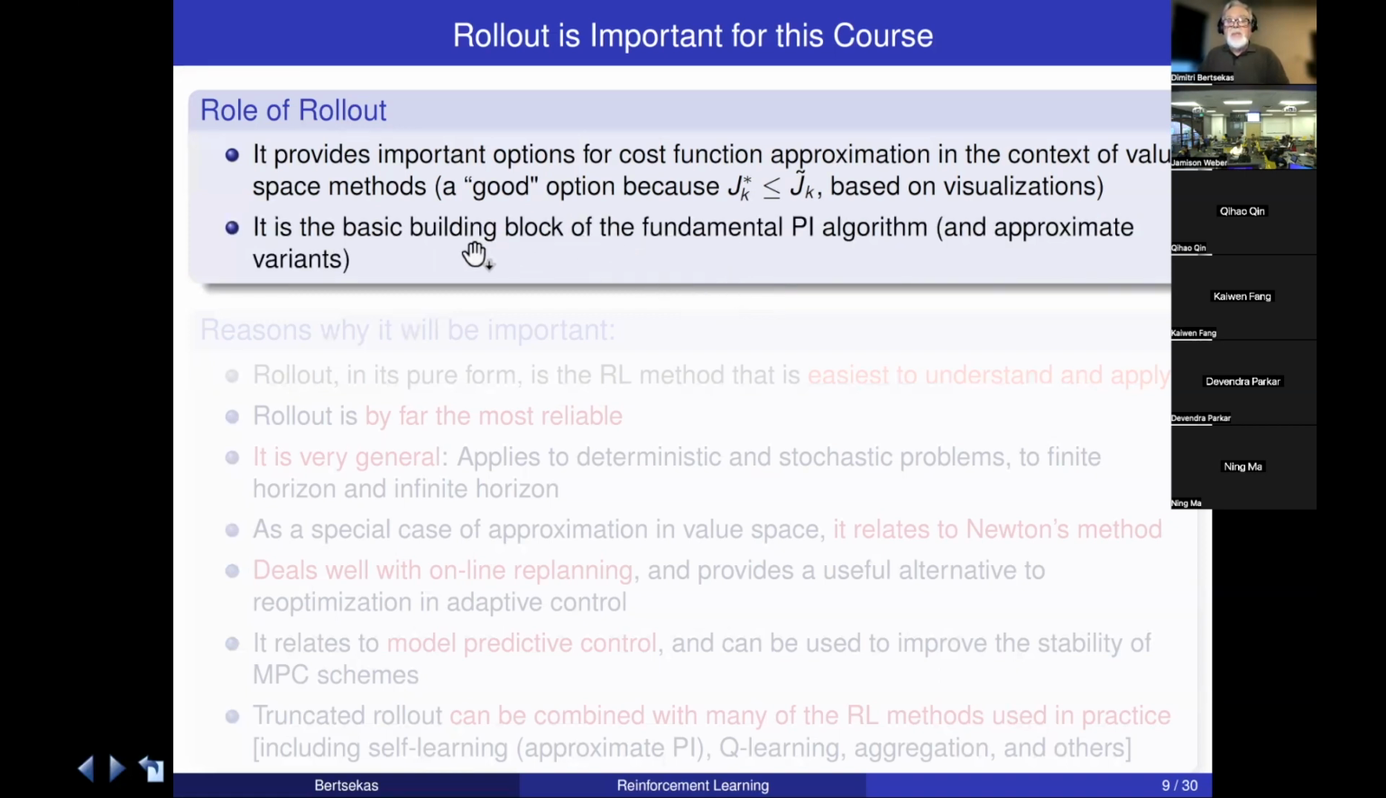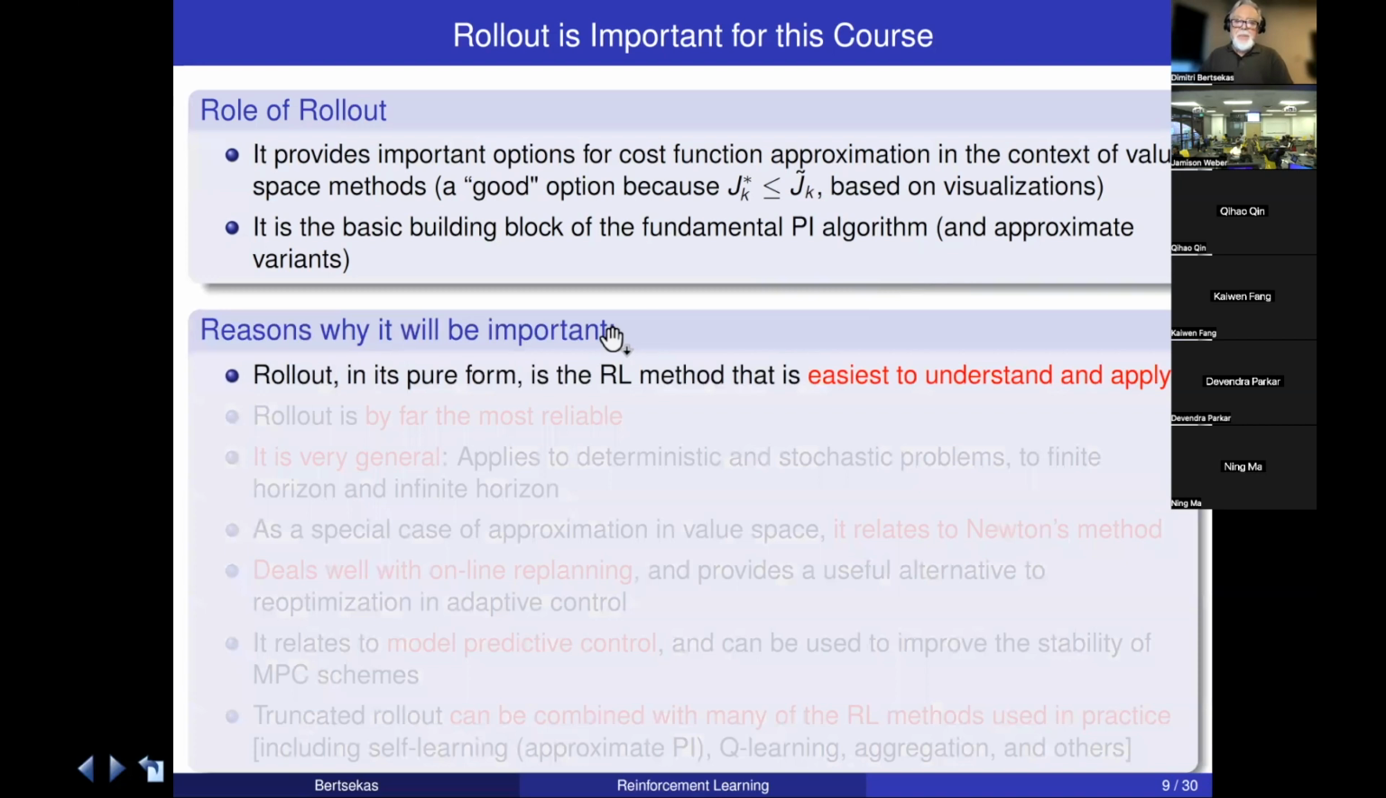Moreover, rollout is a basic building block of the policy iteration algorithm. It is also very important. Rollout is a single iteration of the policy iteration algorithm. And the main difference is that rollout can be implemented online through simulation, but approximate policy iteration cannot. You have to use some kind of a neural network to represent the cost functions of the intermediate policies. There are also approximate variants of policy iteration, and rollout again comes into the picture in those.